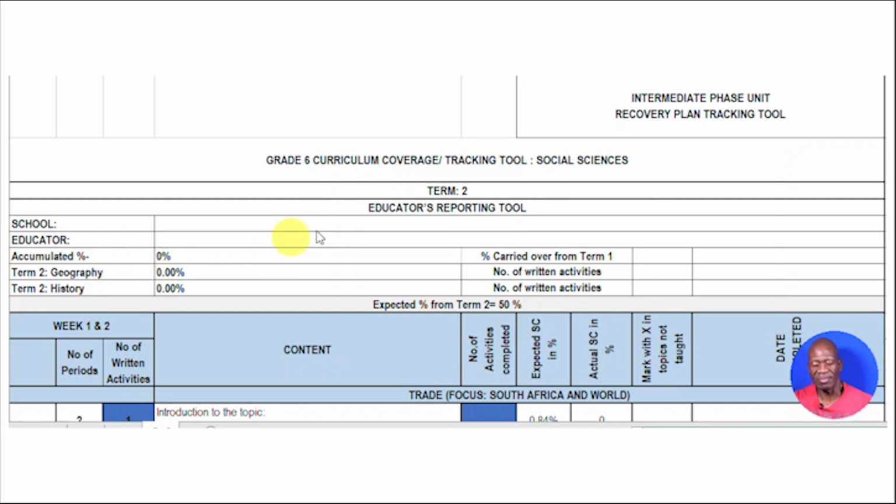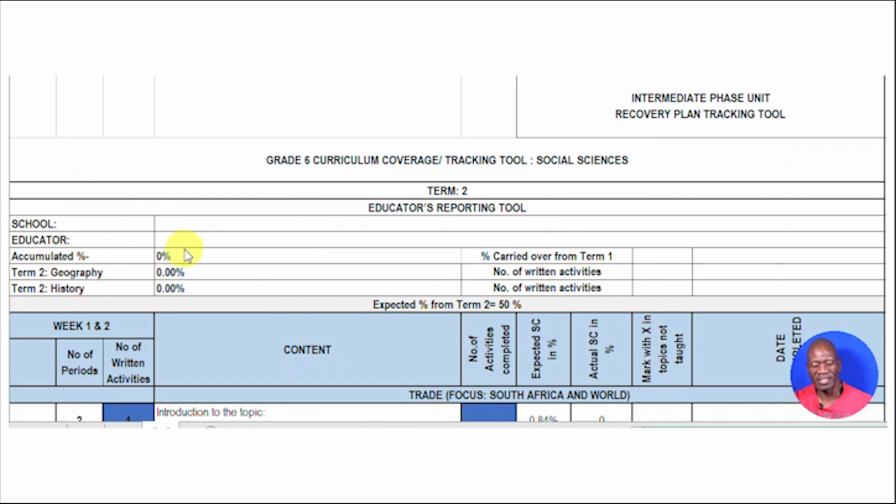Then we have the accumulated percentage. Remember, this is for term 2, meaning that coming from term 1, the expectation is that already 25% of term 1 coverage has been covered, depending on the amount of work that the teacher has covered out of 25. So that will be a carryover from term 1. The expectation is that each and every term, the total coverage is supposed to be 25%. So we are now in term 2.